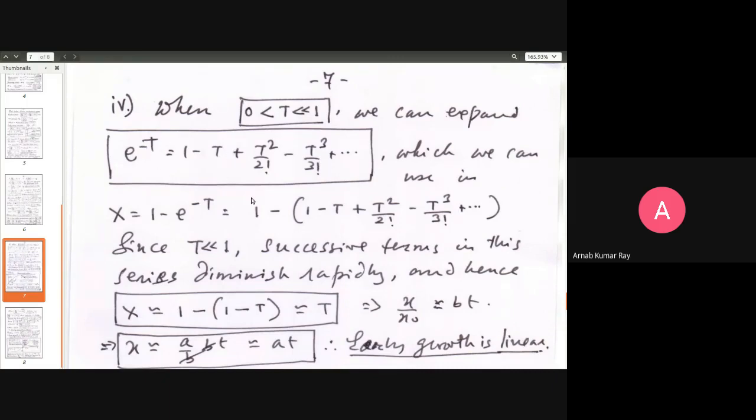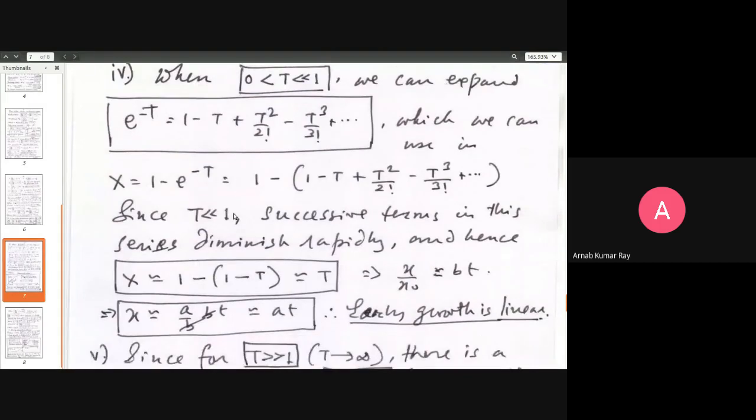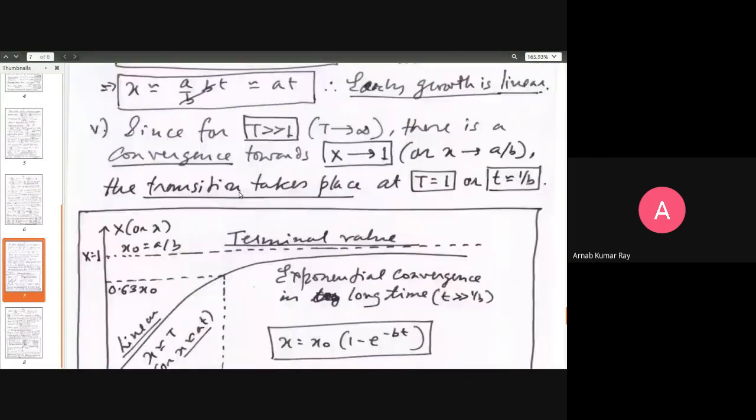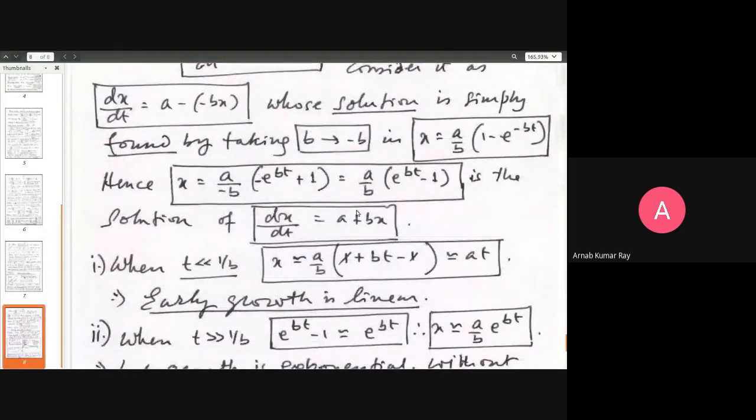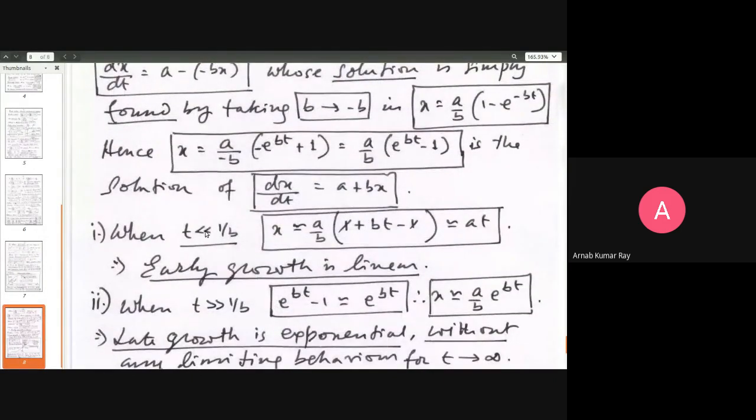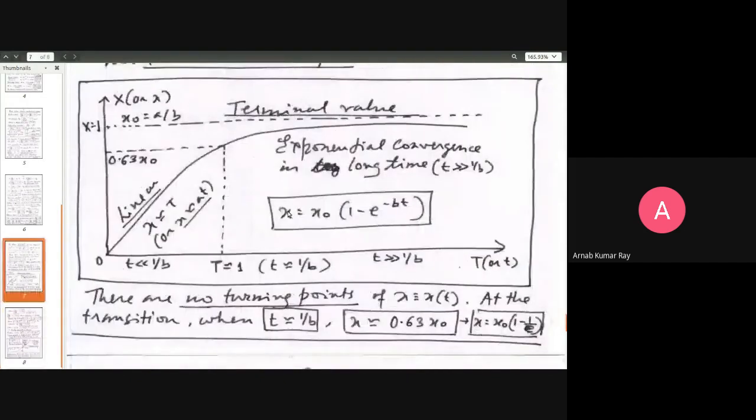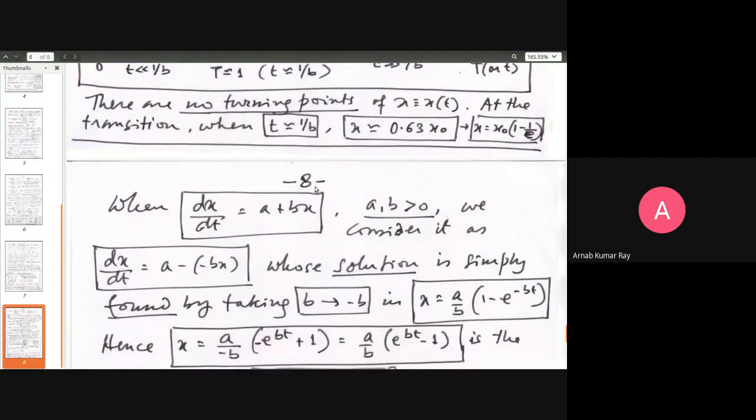And so what is capital T? B into small t. Therefore, B naturally defines a time scale. 1 upon B is the natural time scale of this system. So, that behavior is here. So 1 by B, from here to here, it's linear. From here to here, it's saturation. So within, around this natural time scale of the system, a transition is happening.